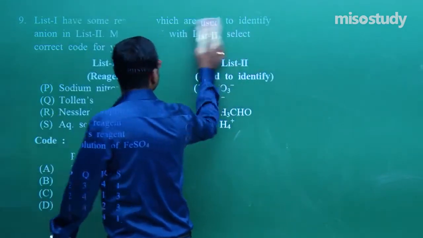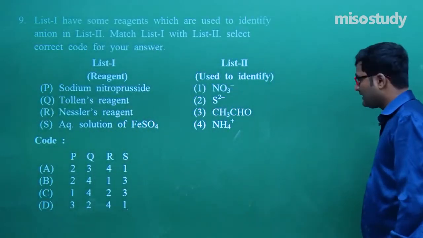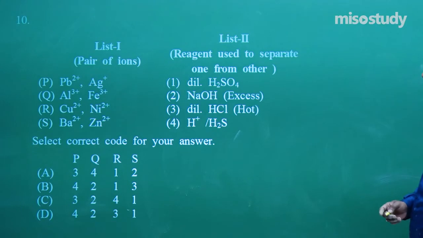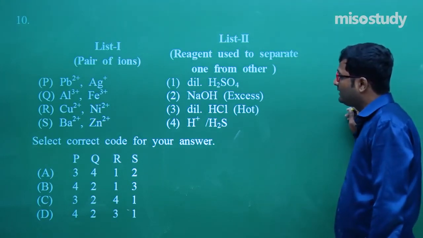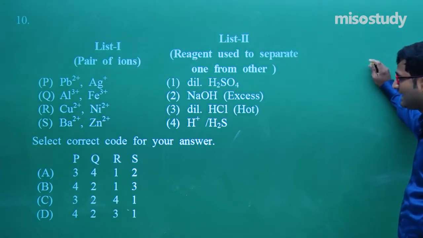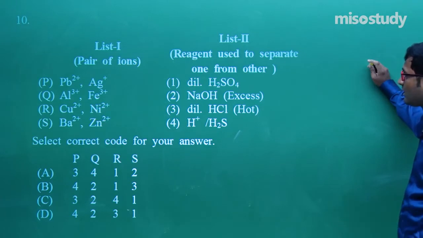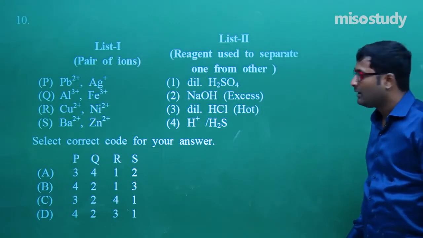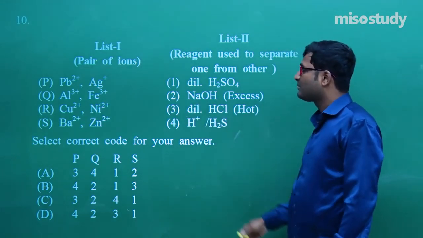Wait for a moment. The next question is about reagents used to separate ions. Now tell me what will happen with Pb2 plus and Ag plus. As we know, if I treat it with dilute HCl, it forms PbCl2 and AgCl. Similarly for the case of Ba, Zn, Cu, Ni, Al, Fe. If I talk about Al, it forms NaAlO2 with NaOH, completely soluble. But if I talk about Fe3 plus, it gives a brown PPT.